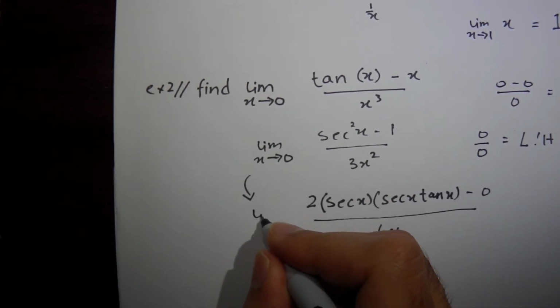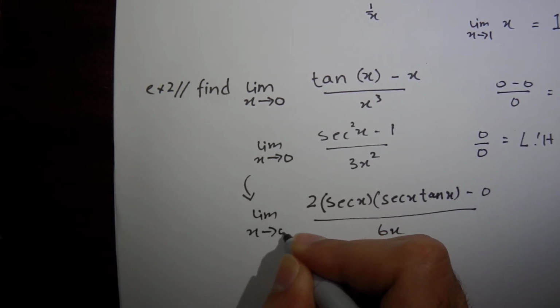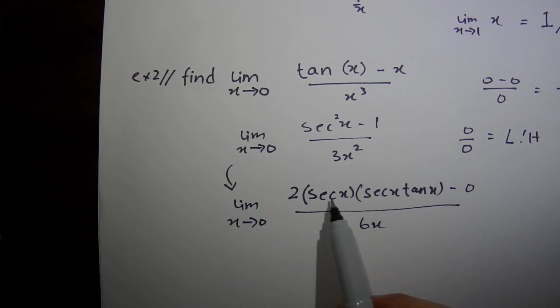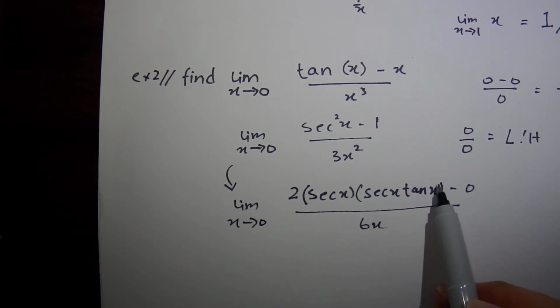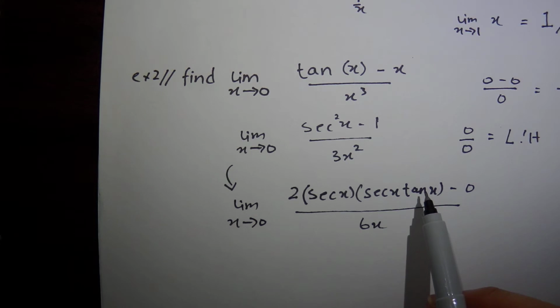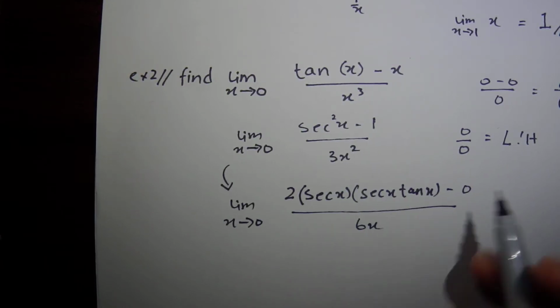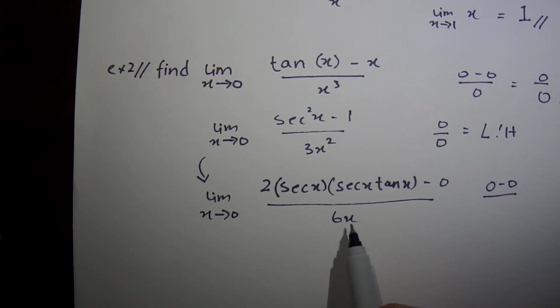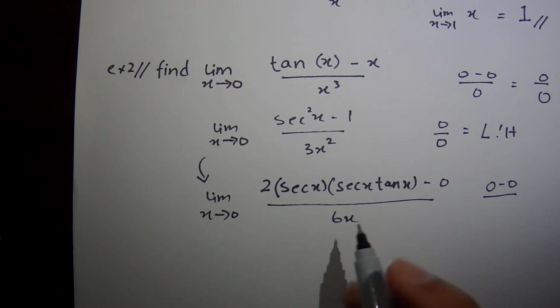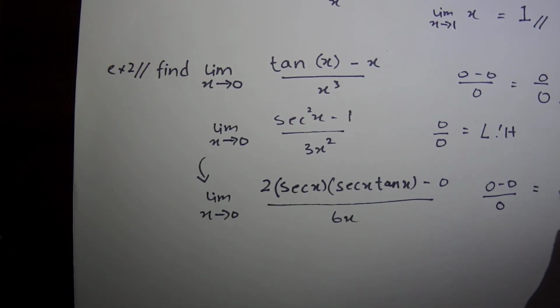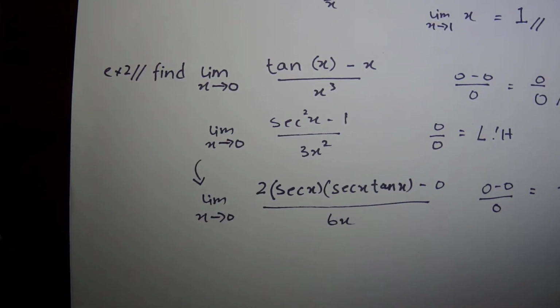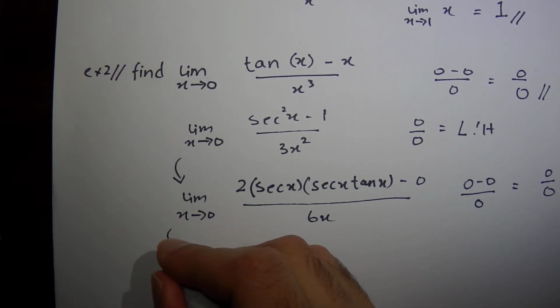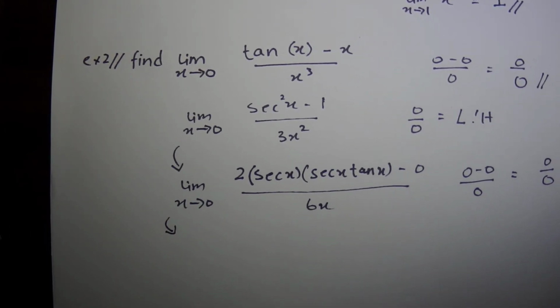Now let's try taking the limit as x approaches 0 of this function. Secant of x as x approaches 0 would be 1. Tan of x, however, we know as 0 is still 0. That would make this entire value 0. So in the numerator we have 0 minus 0. And the denominator, 6 multiplied by x as x approaches 0 would be 0. And it's that same 0 over 0 again. So let's go on to L'Hopital's rule again. Hopefully it works out this time.